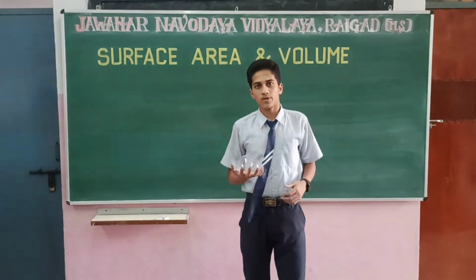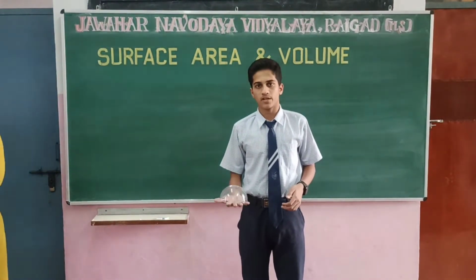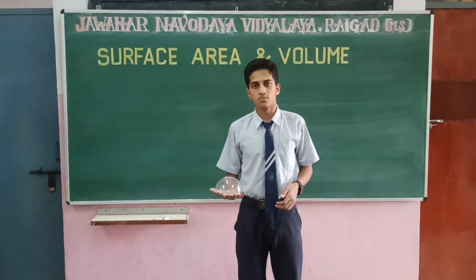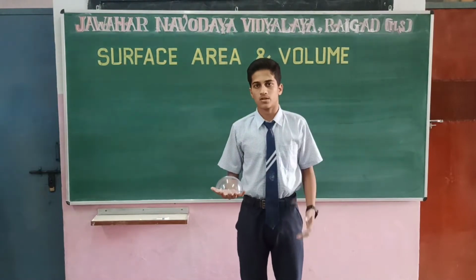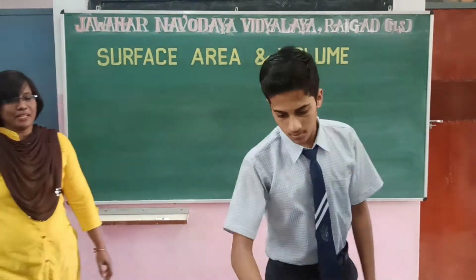So today I will tell about the hemisphere. So this is a hemisphere with radius r. The total surface area of a hemisphere is 3 pi r square and the curved surface area of a hemisphere is 2 pi r square. Thank you. Very good, Smith.